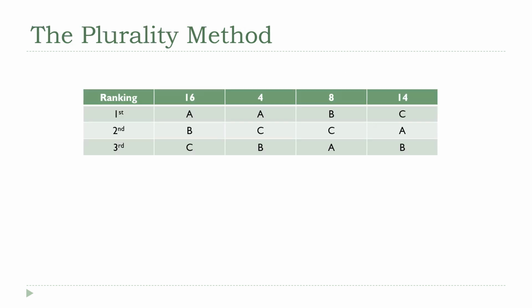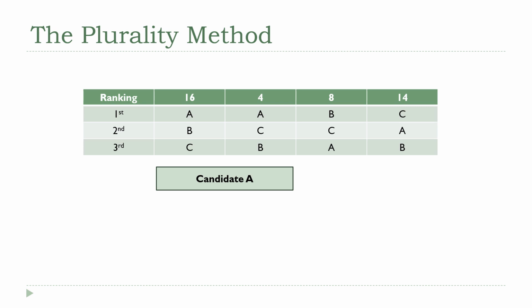We take a look at these results. I want you to think about the plurality method. Based on that approach, candidate A is the winner. Candidate A has 20 first place votes versus 8 for B and 14 for C, so that puts them in the lead.